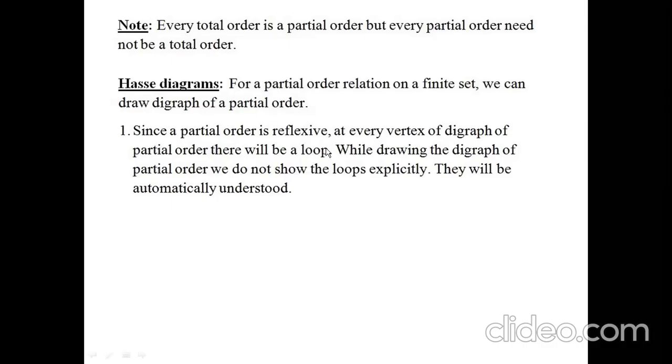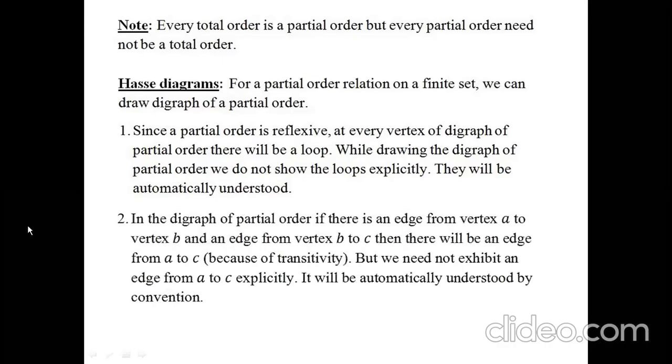Since the reflexive condition is already satisfied, there will be a loop, meaning all the ordered pairs like (A, A), (B, B), (C, C) will obviously exist, which represents a loop. So while drawing the digraph of a partial order, we do not show the loops explicitly. Loops are obvious because the partial order is already reflexive. They will be assumed automatically. We are not going to separately draw the loops in the Hasse diagram.